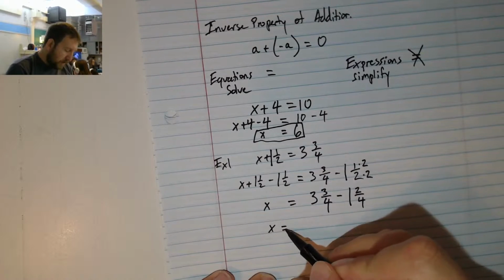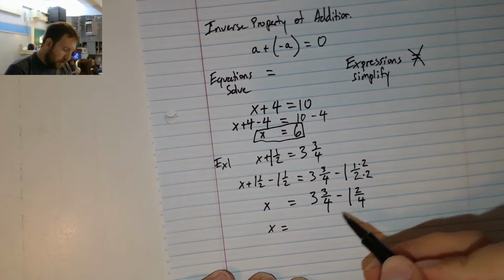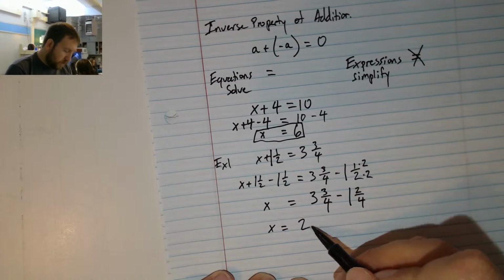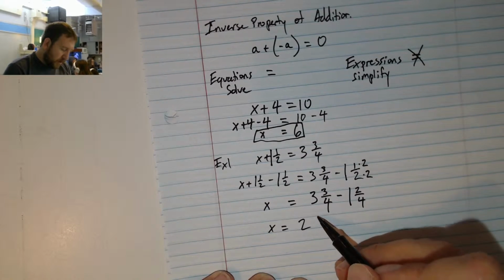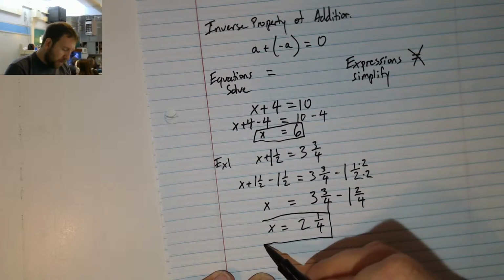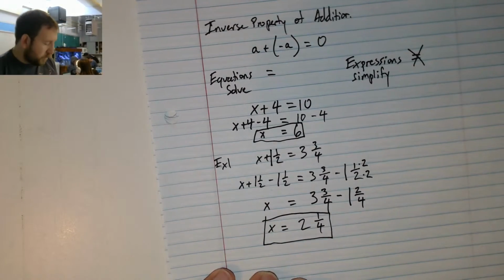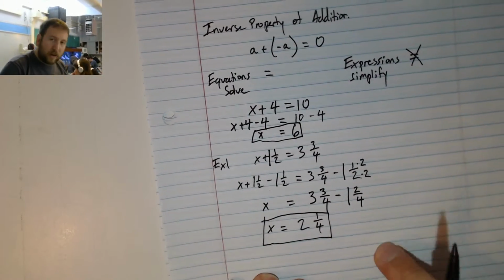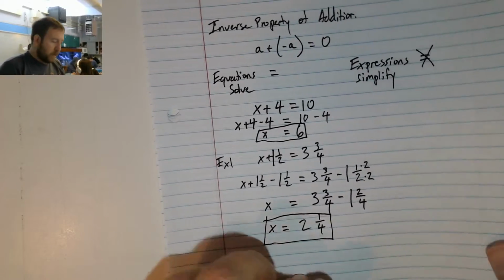I can write x equals 3 minus 1 is 2, and 3/4 minus 2/4 is 1/4. Now I have my answer. Beautiful, easy to do. Okay, if you feel like you get it, go ahead and stop. I'm going to do 2 more examples.